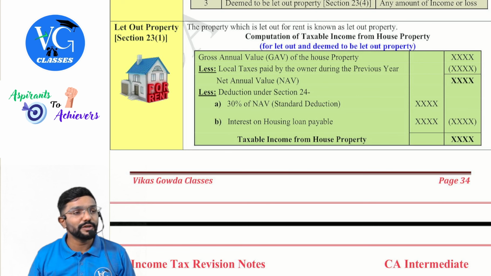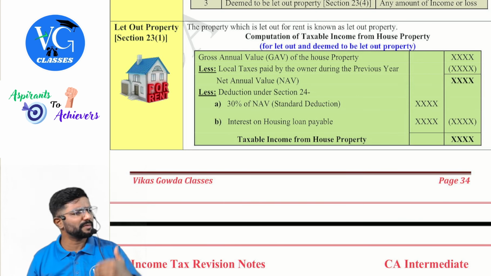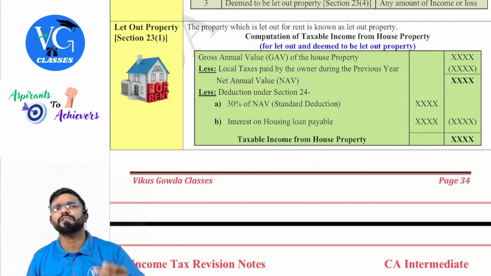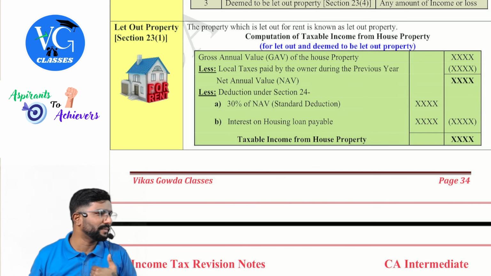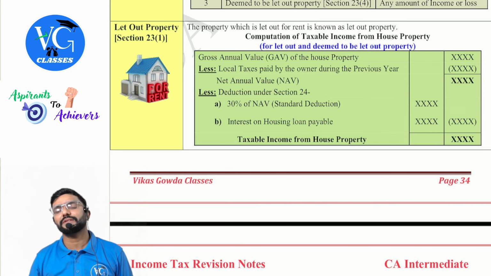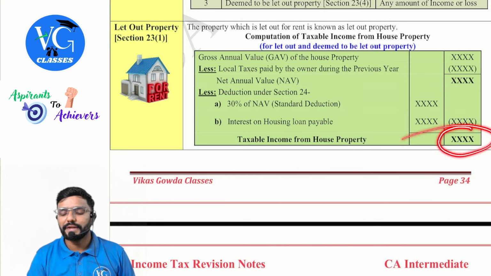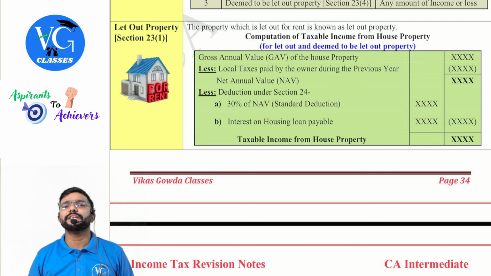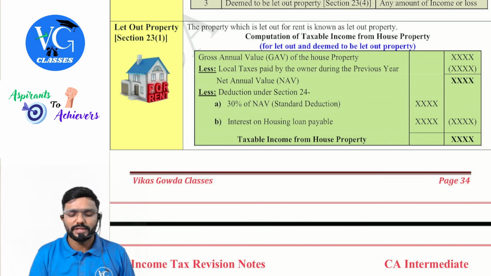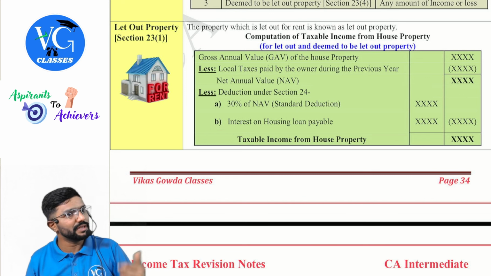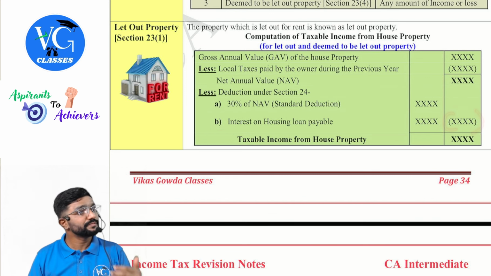Then interest on housing loan payable: if I have taken any loan for the purpose of construction, purchase, renovation or repairs of my house property, whatever interest I pay on that is allowed as a deduction here. After reducing both, whatever I get is called taxable income from house property. If it is positive, it is income. What if it is negative? Can we have negative? Yes. If the interest amount is huge, then I can have a loss also.